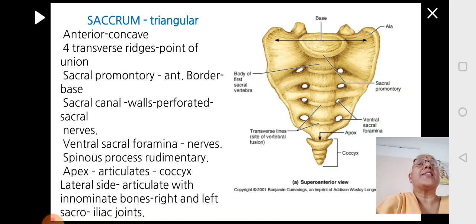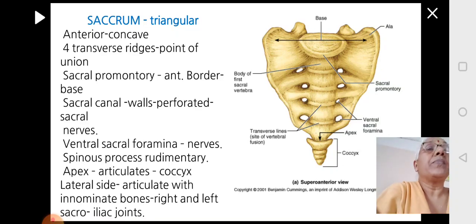If you look at the spinous process of the sacral vertebrae, they are all very poorly developed and fused to one another. Then at the apex of the sacrum, it joins with the coccyx. And on the sides of the sacrum is the pelvic girdle. If you look at the pelvic girdle, the girdle which will form the hip bones, there are 2 bones in the hip region. It is the right innominate bone and the left innominate bone.